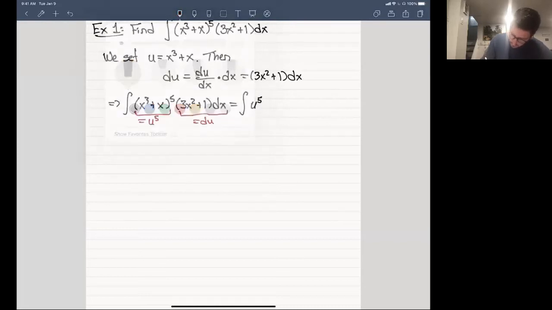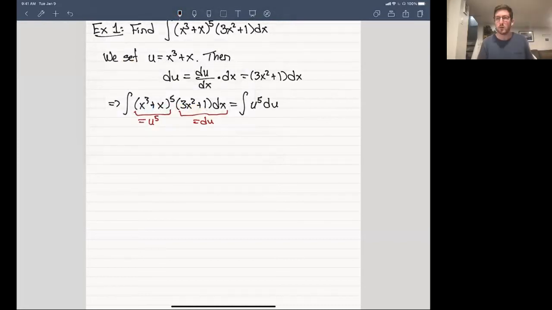And so now I have an integral of a polynomial function in u, right? The independent variable is now u. I compactified everything. And so this is a nice, easy integral for me to do, or the antiderivative of this thing. I just increase the exponent by 1, divide by that new exponent, and I add c.